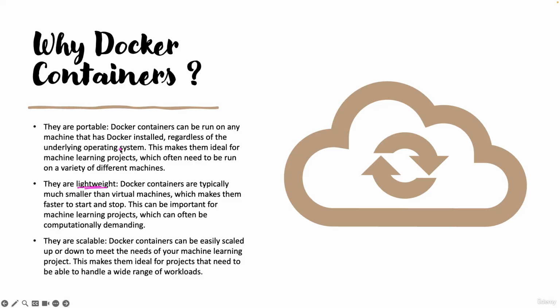These Docker containers can be easily scaled up and scaled down depending on the requirements of the machine learning project. As a result, this makes them an ideal choice when you're working on a project with a wide range of workloads. This scaling up and scaling down of containers is called orchestration of the containers. We make use of tools like Kubernetes to orchestrate them, bringing up and bringing down those nodes, that is, my Docker containers.